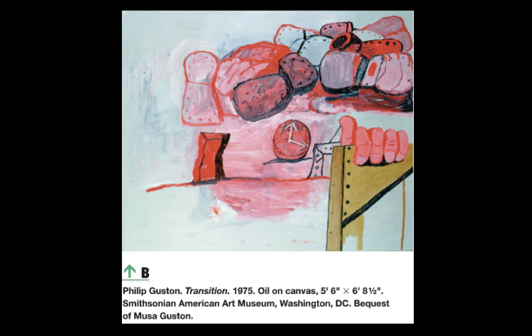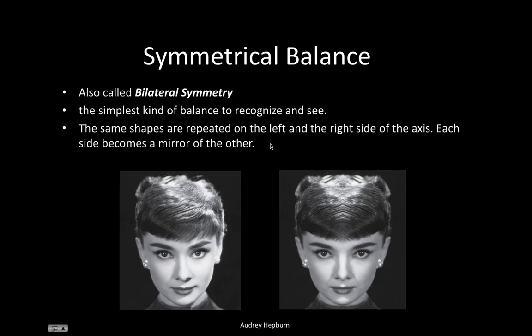So if you look at this image, the right side feels heavier than the left side, just a little bit, because there is this red line that kind of moves you that way. But it's enough that we start to feel uneasy. And Guston, the painter, wanted us to feel uneasy when looking at this image.